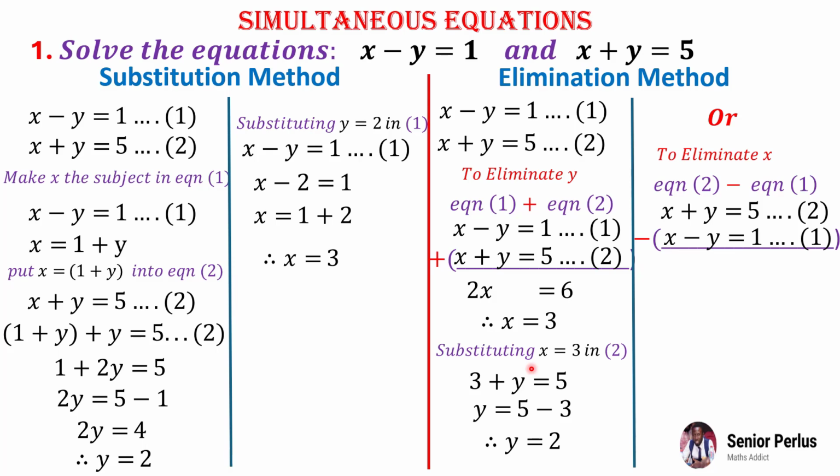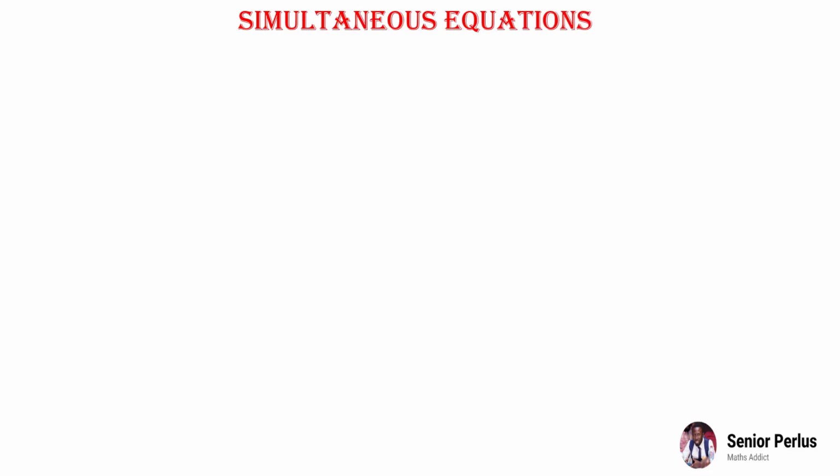Good. So s minus s will go to 0. Then y minus y, you get 2y. 5 minus 1, you get 4. So you get 2y equals 4. Then from here, you solve for y by dividing both sides. Good. So this is how we solve simultaneous equations, both by substitution and elimination. Good.